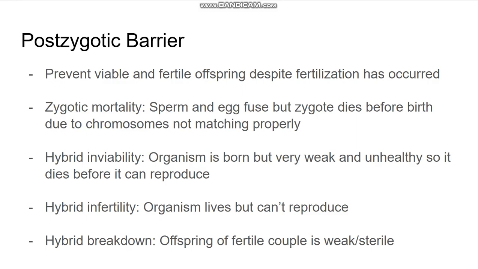And finally, we have the post-zygotic barrier. It basically means preventing the production of viable and fertile offspring despite fertilization having occurred. Viable means able to survive and develop, and fertile means able to reproduce. And there are 4 types of these.